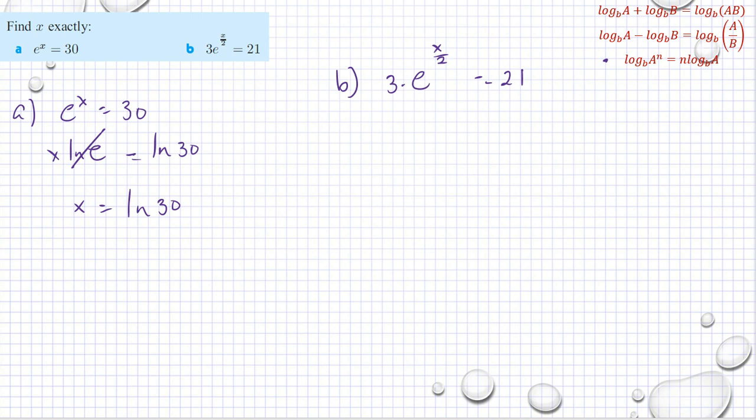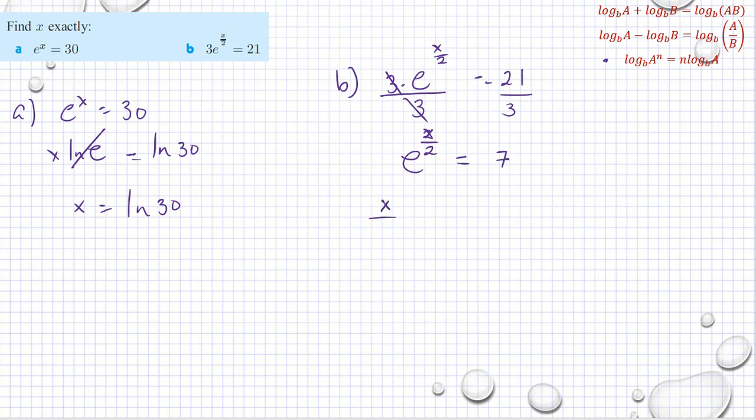If I'm going to divide both sides of the equation here now by 3, then this one is equal to 1. Then we have e raised to x divided by 2, not 2x, is equal to 7.